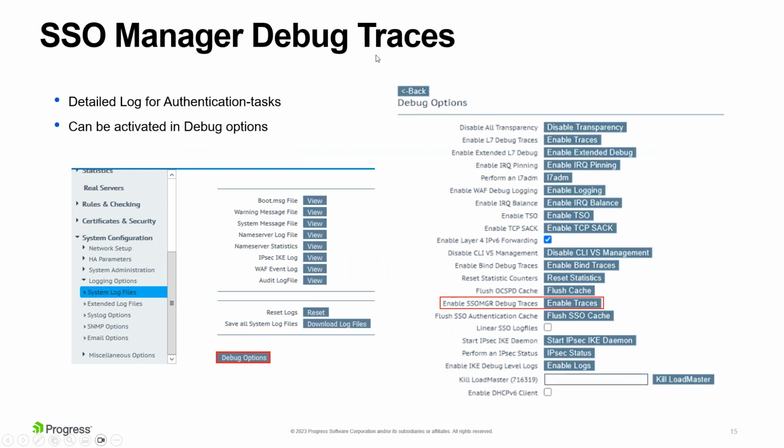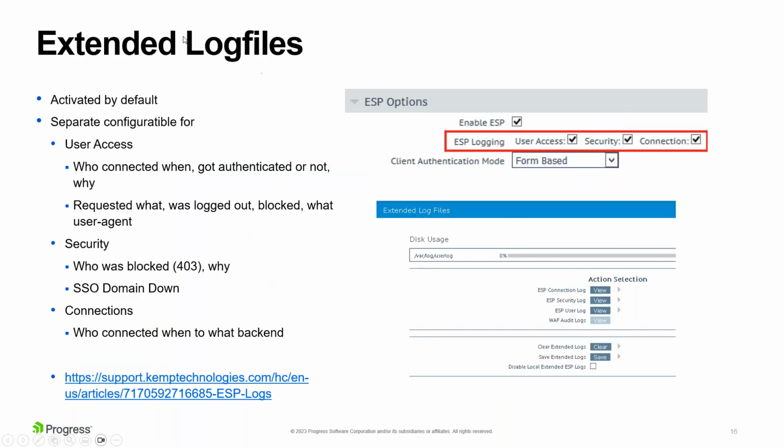And SSO manager debug traces are in debug options, and then SSO debug traces. This is communication to LDAP, to RADIUS, to RSA SecurID, stuff like that, Kerberos. This is all that communication, and you can enable the trace here. By default, it's not recorded. And the extended log files, these are our ESP logs.